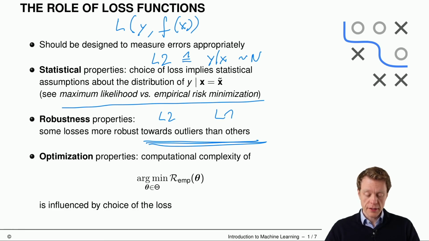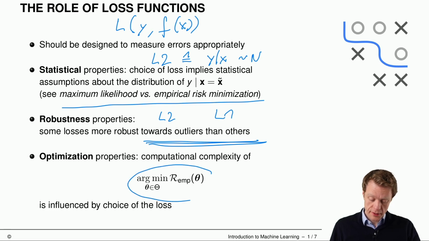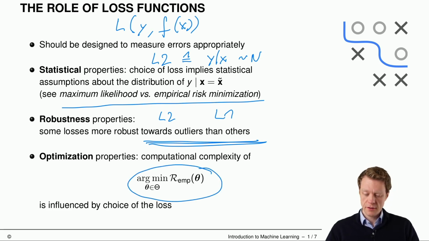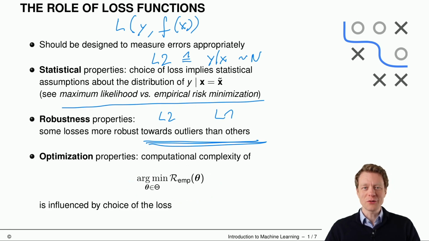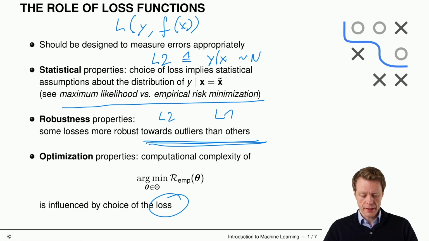And the fourth point here is optimization properties. Several losses differ with respect to how complex it is to actually find the minimizer of the empirical risk. So this is a good point for you to check back if you still know the difference between risk and loss. Now that you had time to think about that, the risk is the sum of the losses, or the average loss, which means that loss measures how good a model is with respect to only one observation, and the risk measures how good the model is in its entirety, or let's say over all the observations in the data set.